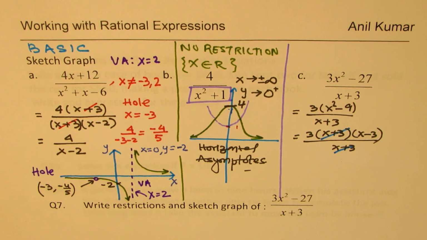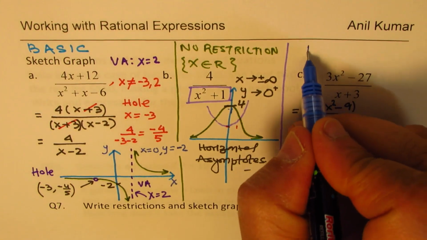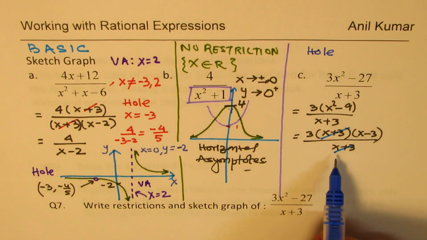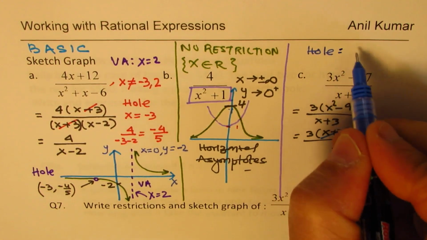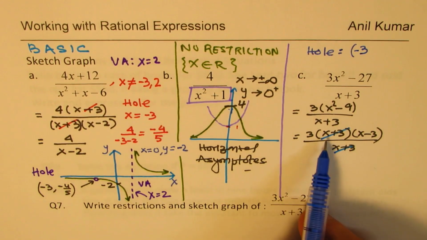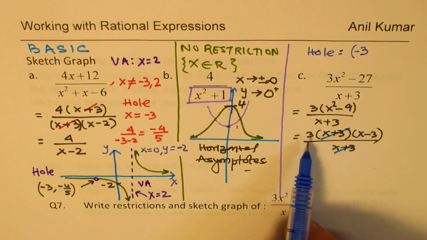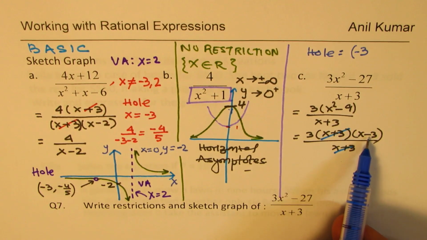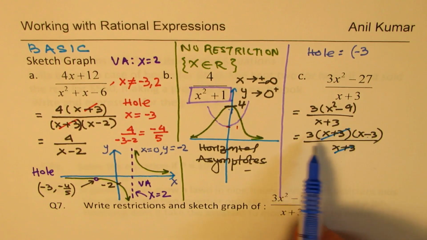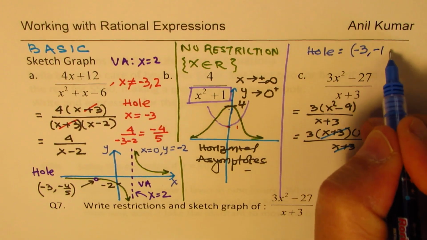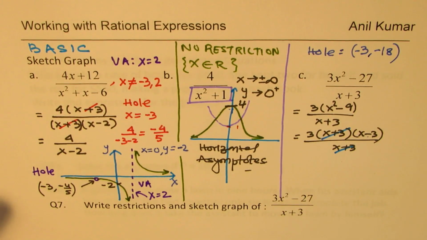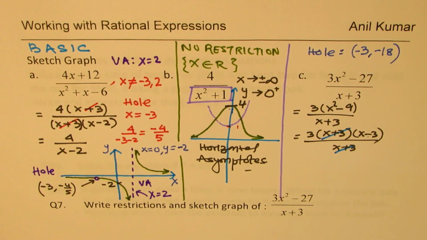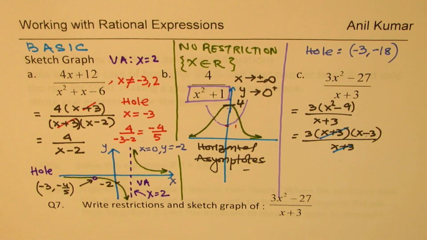So what we have here is a hole in this case, and the hole is at x equals minus 3. So when I put minus 3 in my expression, I get what? 3 times minus 3 is minus 9, and minus 9 times 3 is minus 18, right? Wait, so that's what I get at x equals minus 3, correct?